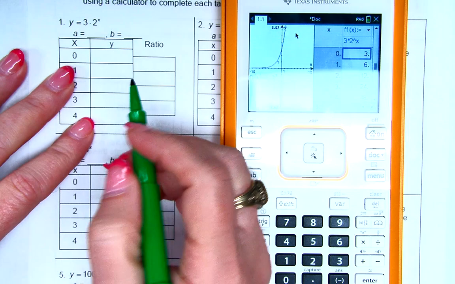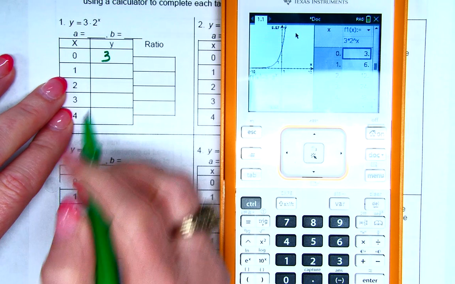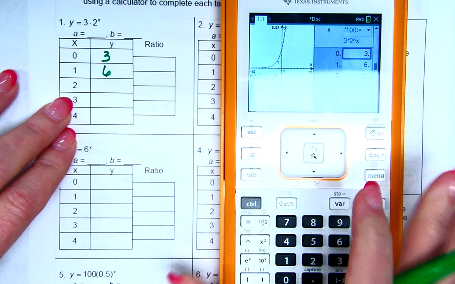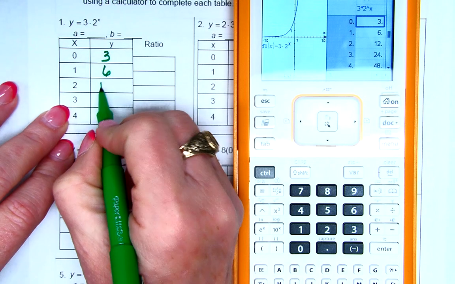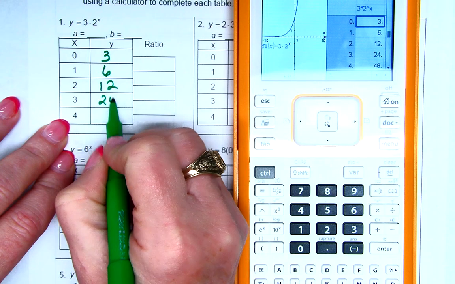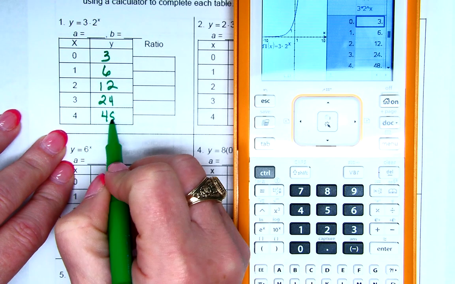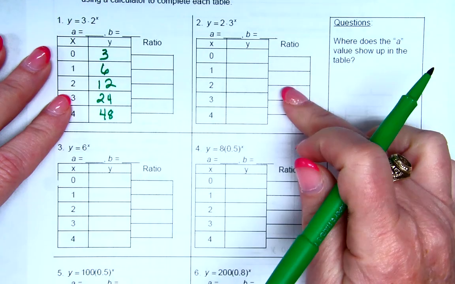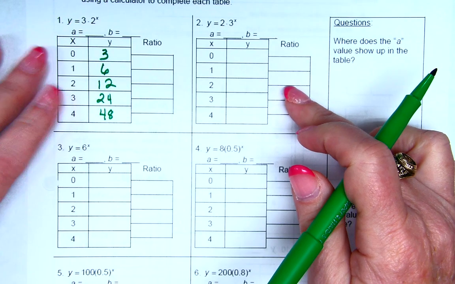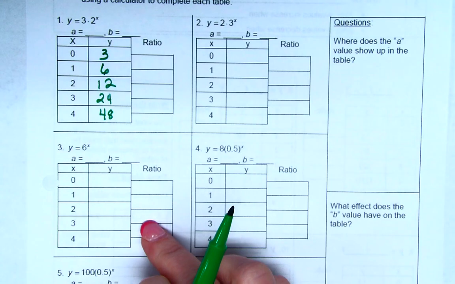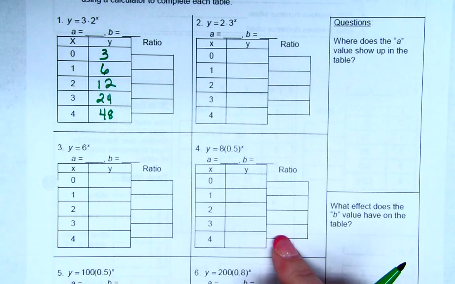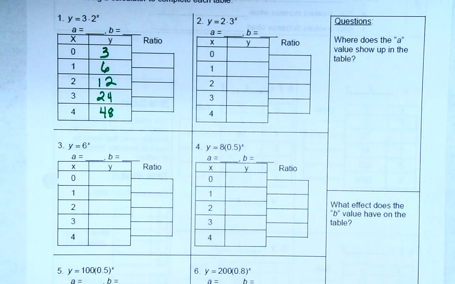So 0 is 3, 1 is 6, 2 is 12, 3 is 24, and 4 is 48. Will somebody please volunteer to do number 2? Thank you, Presley. Who's going to do 3? Thank you, Allie. Who's going to do 4? Connor's 4. Who's doing 5? Adelaide. Who's doing 6? Thank you, Kate. Do those real quick. Once you get yours, tell me you're done, and tell me the numbers, and I'll write them down.